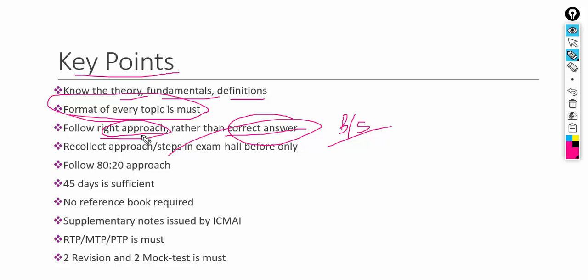Yeah, okay, so recollect your approach steps in your exam hall beforehand. Okay, so this is a very, very important point, guys. Many people, as soon as they get the question paper, start writing the answer.